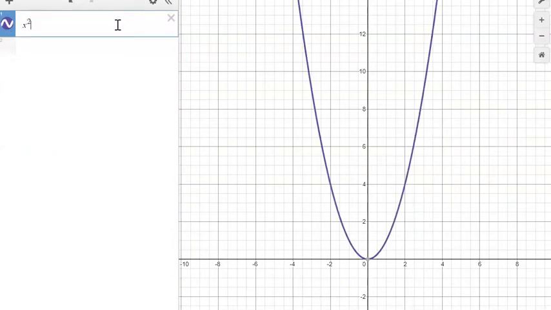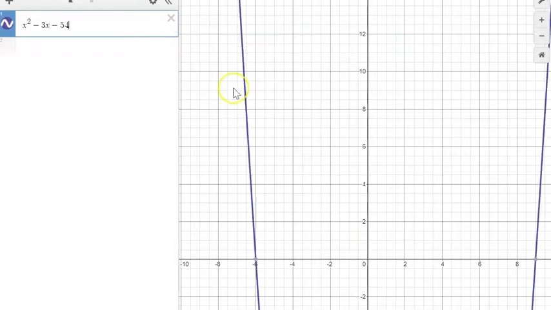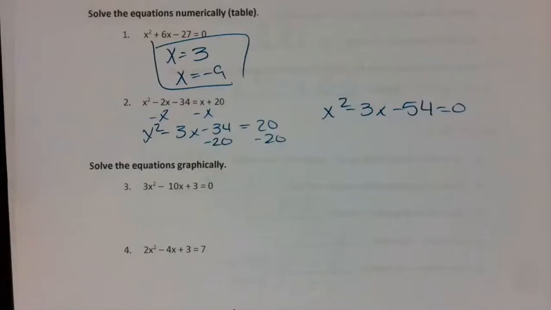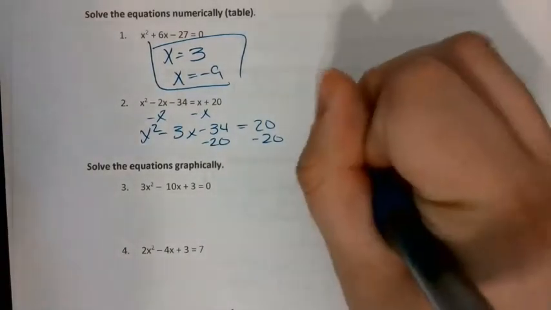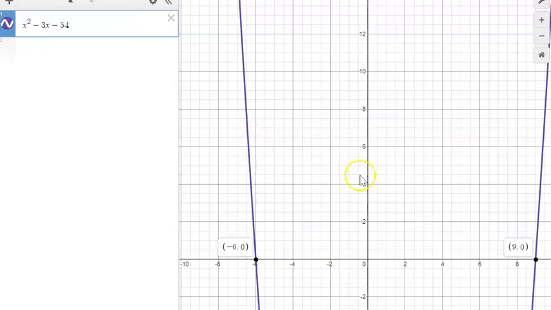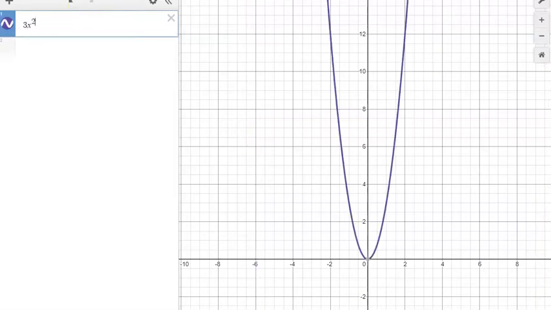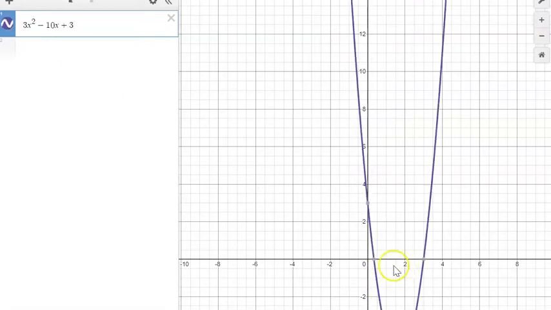Another way of doing this is I can just graph it and look at where it crosses the x-axis. So it crosses here at -6 and here at 9. Okay. Number 3 wants me to solve it graphically, so that's the way I just did it. This one is crossing at point 33 and 3.